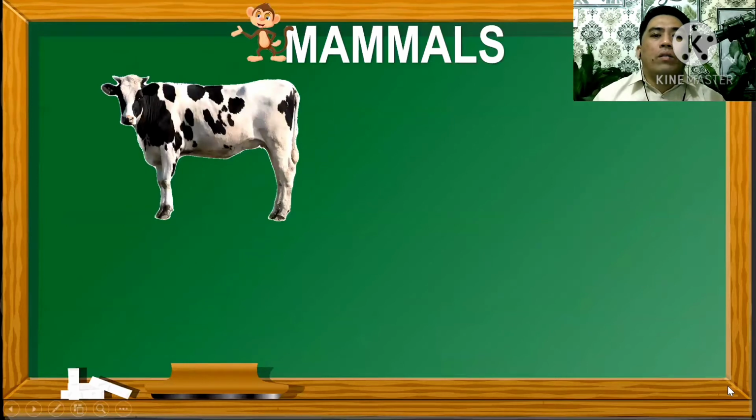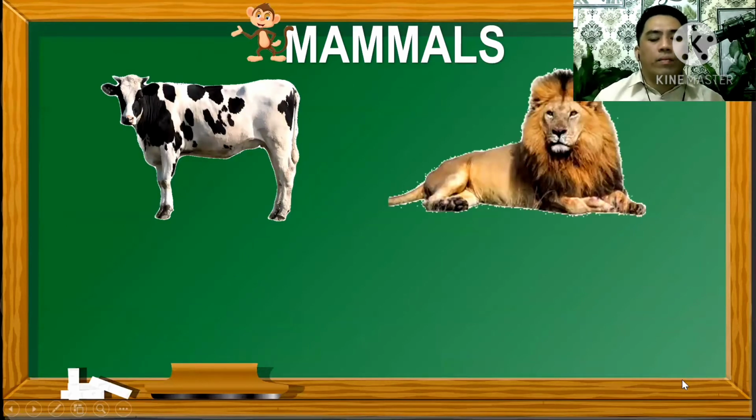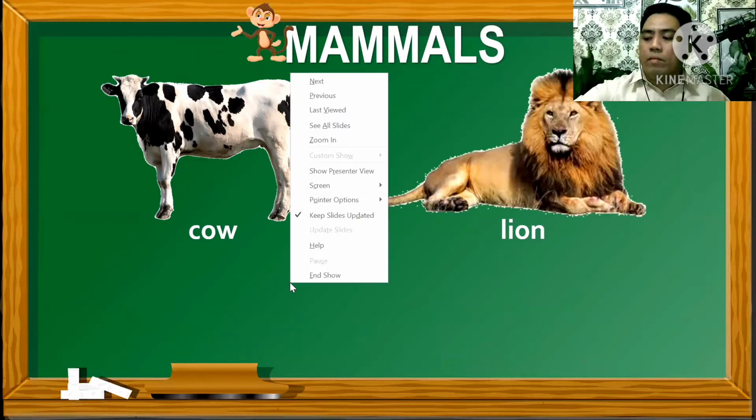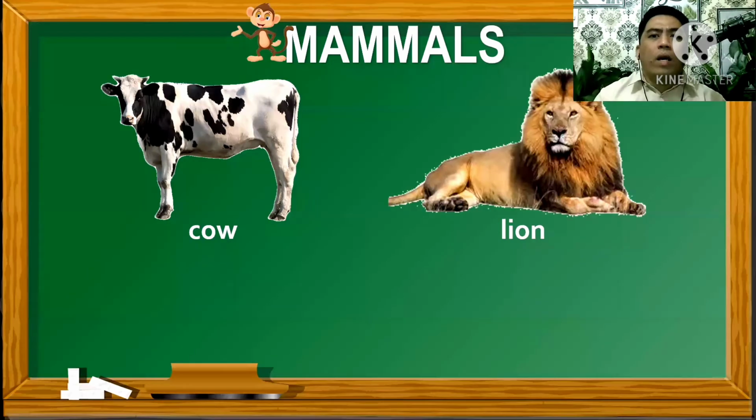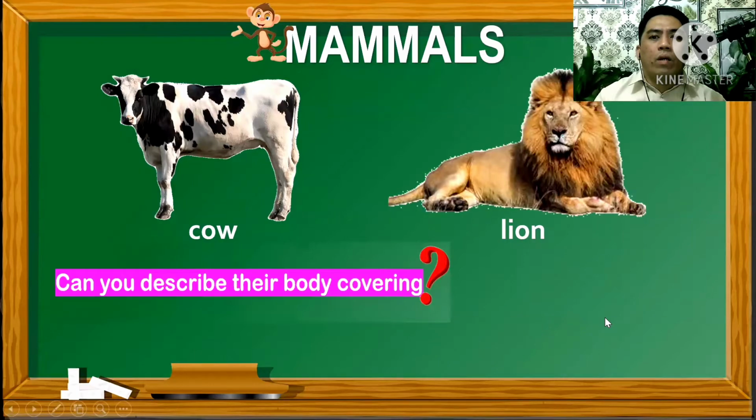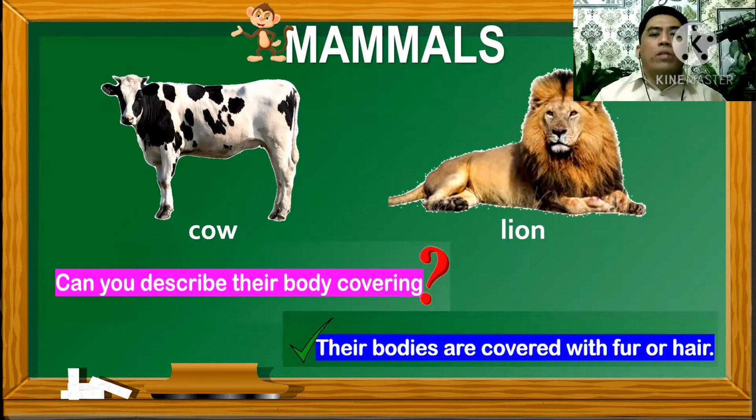Can you name these animals, class? These are cows and lions. Can you describe their body coverings? Very good. Their bodies are covered with fur or hair.